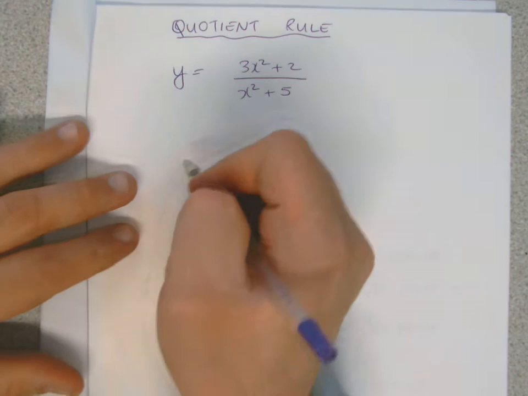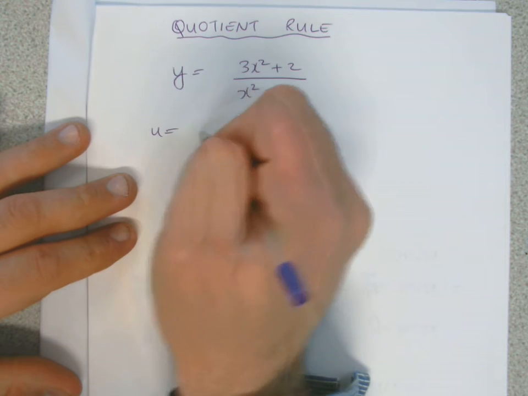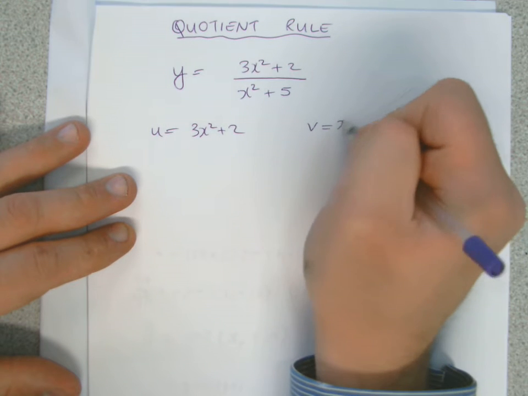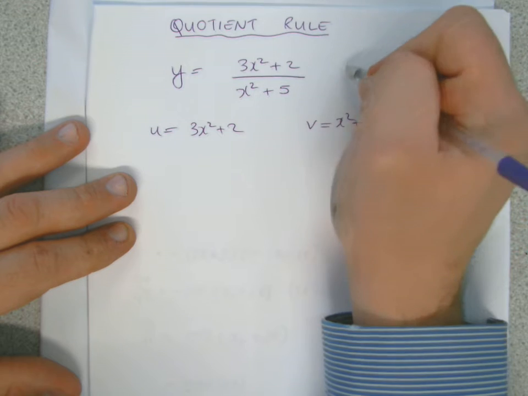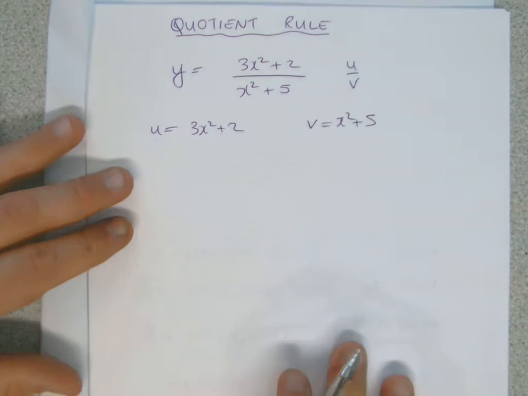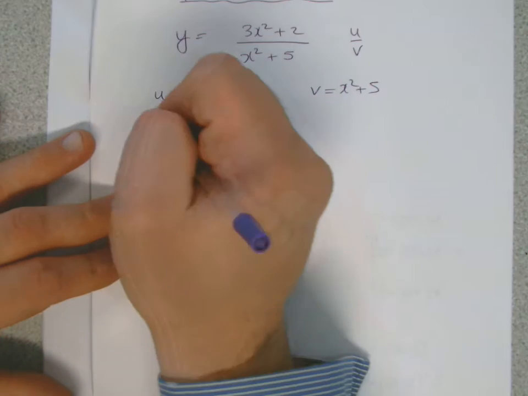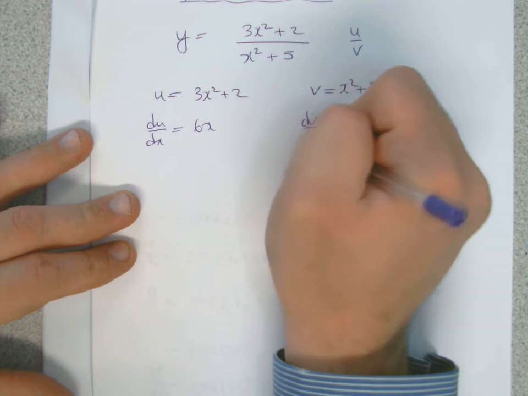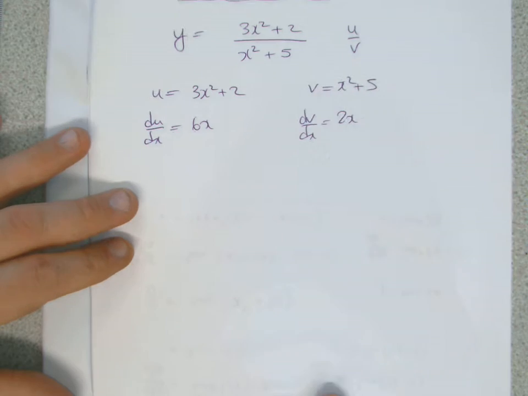and bottom. So we're going to call the top function u, which is going to be 3x squared plus 2, and the bottom function is called v. So it's important you have it in that order: u on the top, v on the bottom. So you do then du dx, just like with the product rule, so you get 6x, and dv dx, and you just get 2x there.